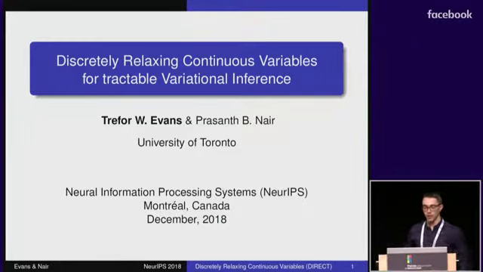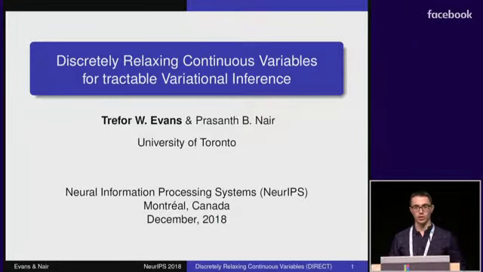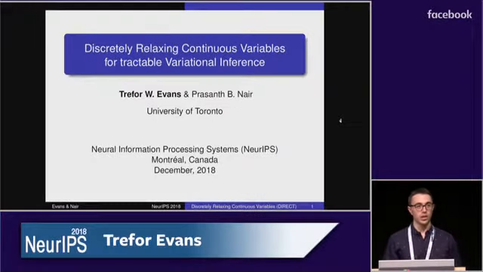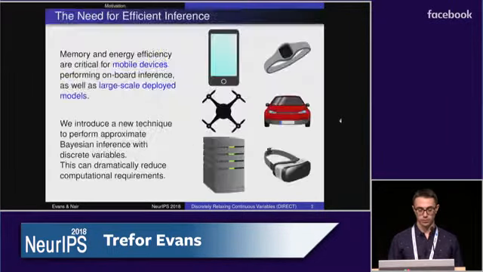I'm Trevor Evans, and this is a short presentation on discretely relaxing continuous variables for tractable variational inference. This is joint work with Prasanth Nair, and we're both from the University of Toronto.